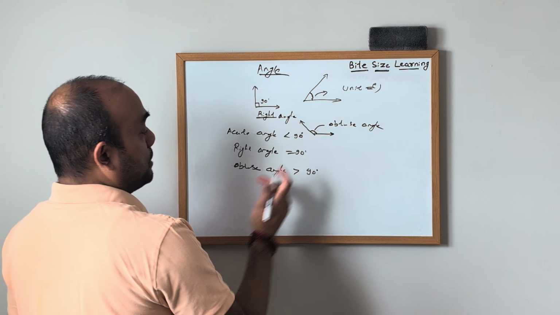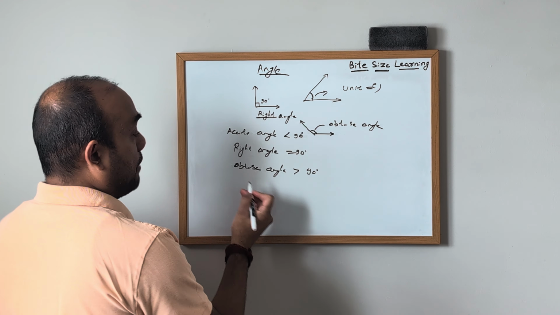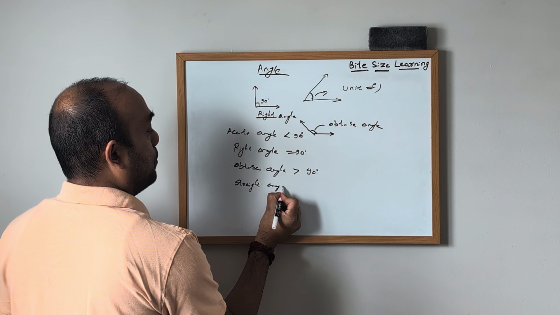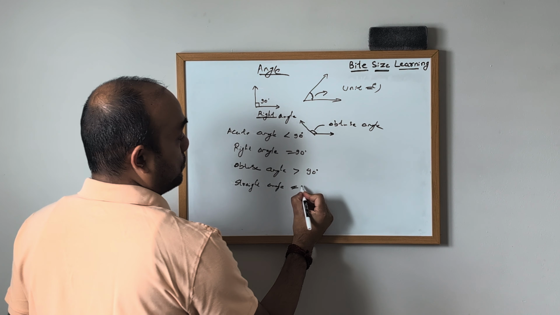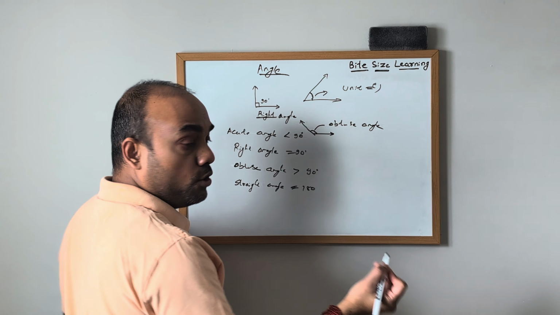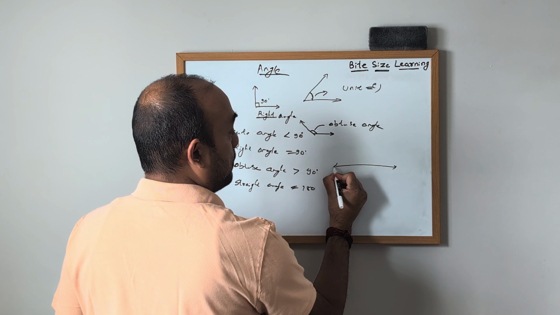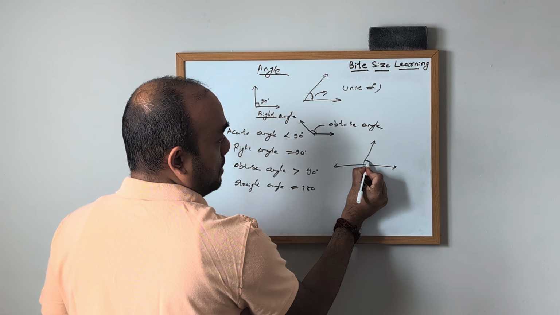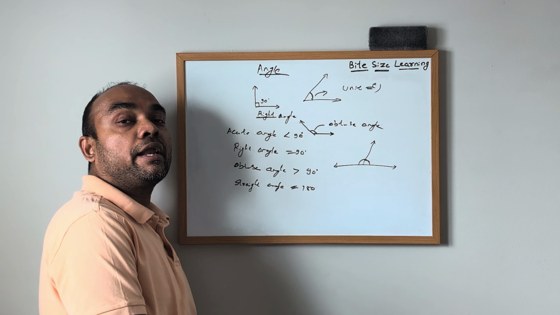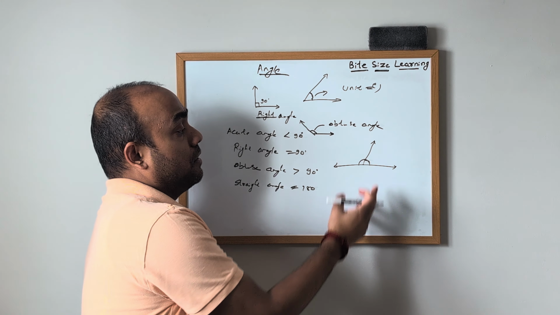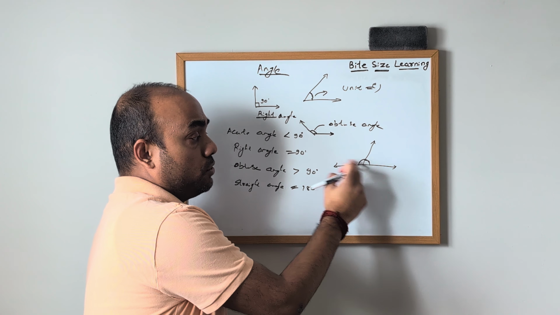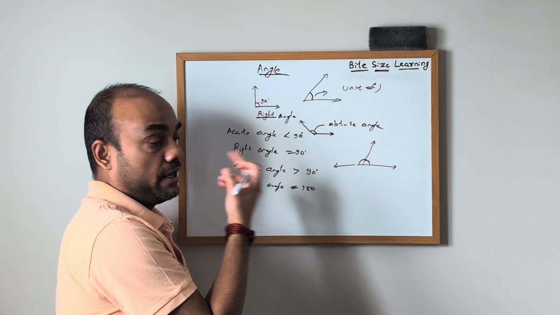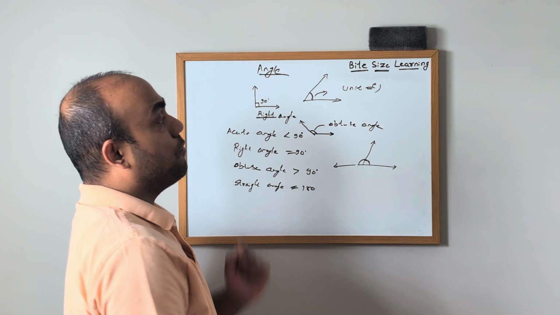Now there is another type of angle that is called straight angle, when the value is equal to 180 degrees. So how does the straight angle look like? You have a straight line and you have an arm like this. So this complete angle is called straight angle, right? In a straight angle, the measure of that angle is 180 degrees. So these are the types of angles.